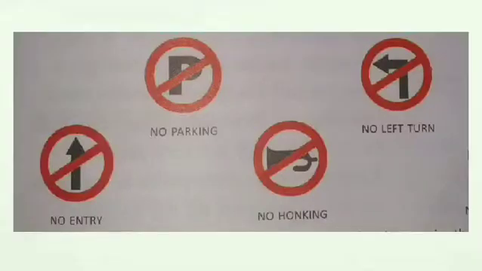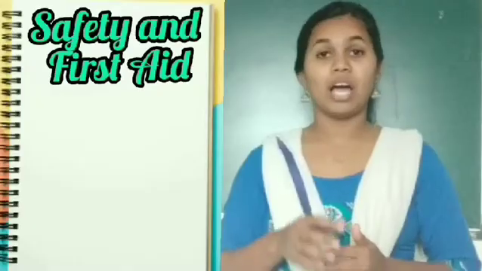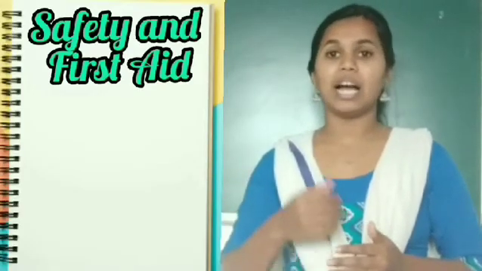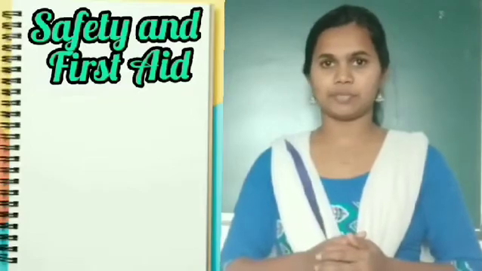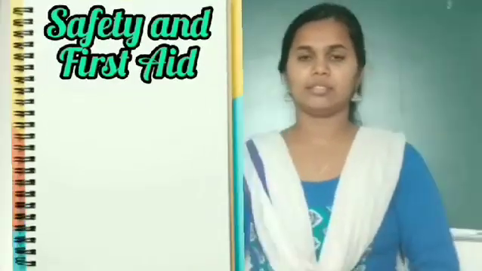Some signs are no entry, no parking, no honking, no left turn, no right turn, no U-turn, and also it tells about narrow road. However, accidents may occur in spite of being careful. Here are some ways to deal with some emergencies.